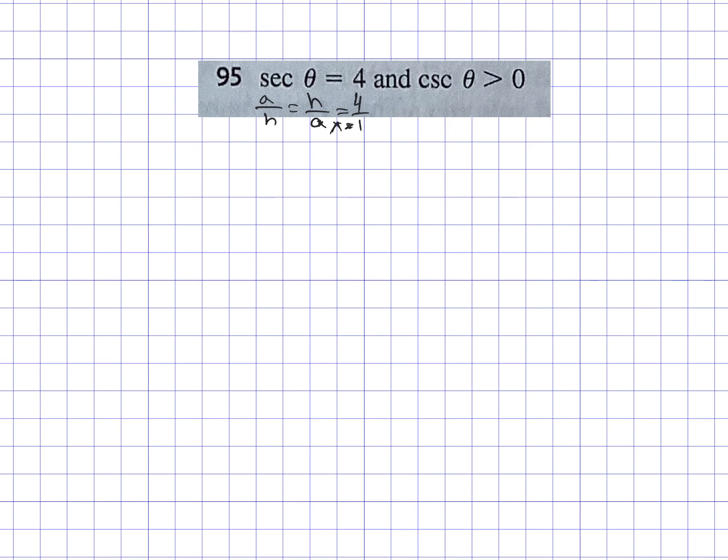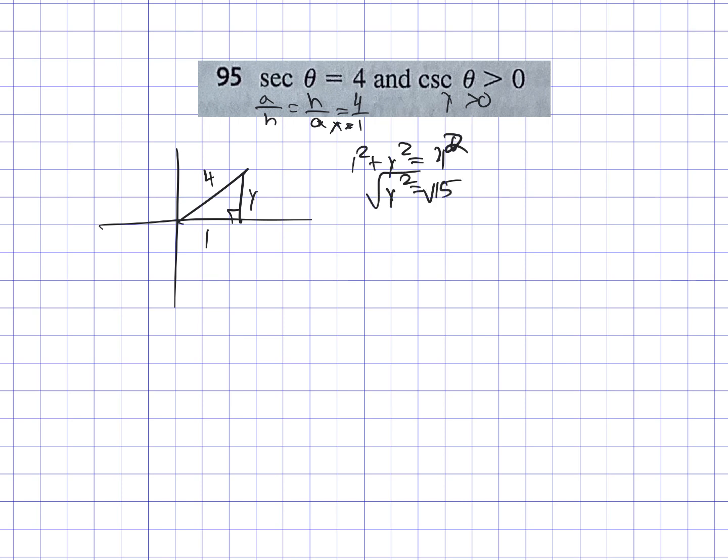All right, and then the cosecant is y, that has to be positive. So they're both positive, that means we're in the first quadrant. All right, so the hypotenuse is 4, the adjacent leg is 1, what is y? 1 squared plus y squared equals 4 squared. Y squared equals 16 minus 1, which is 15. So the square root of 15.